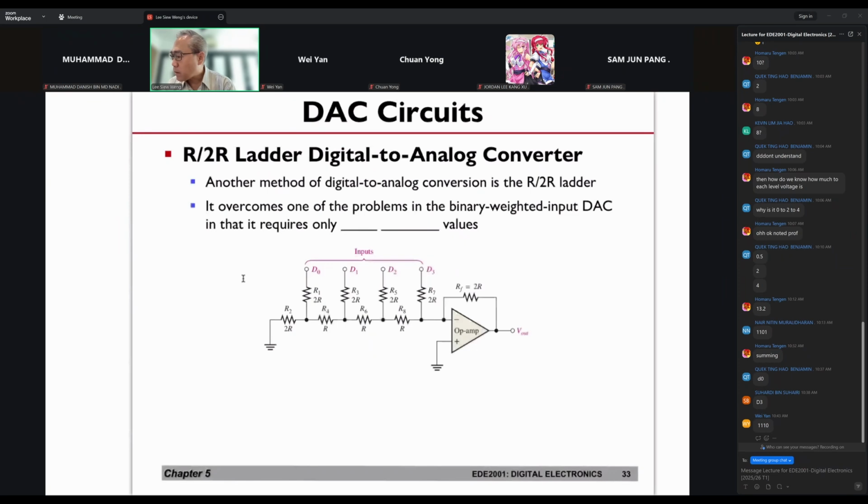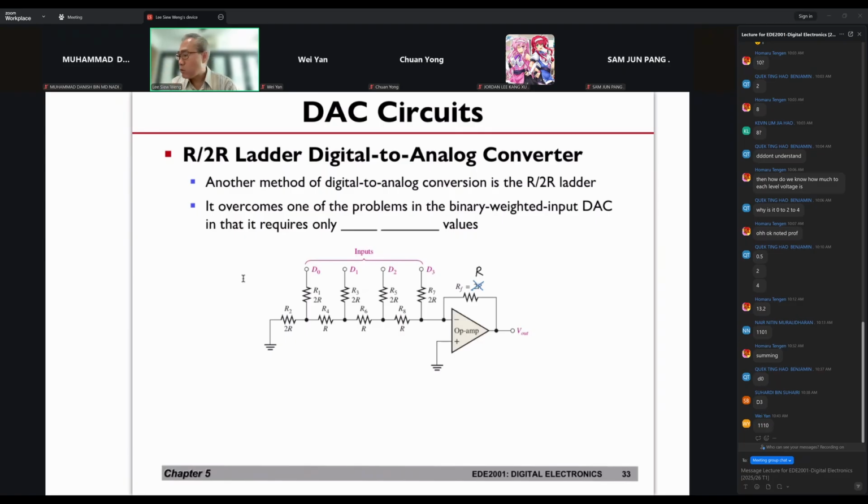So what we have here, right? I think there is a mistake in the diagram. This one should be R, okay? Now, if it's 2R, you can't get the ratio half. So I think there was some mistake in the publication that did this. So this is the R/2R ladder.